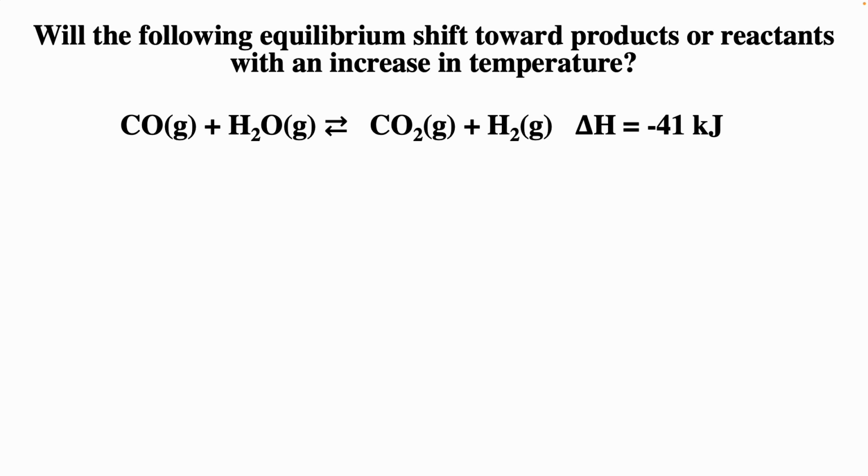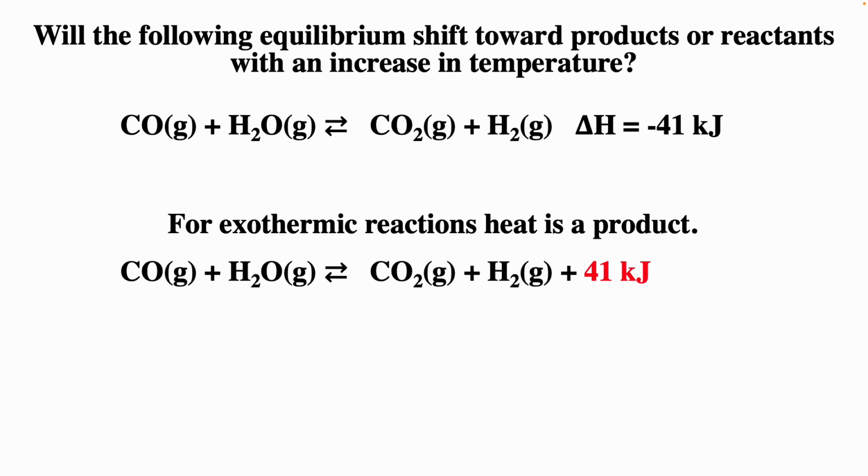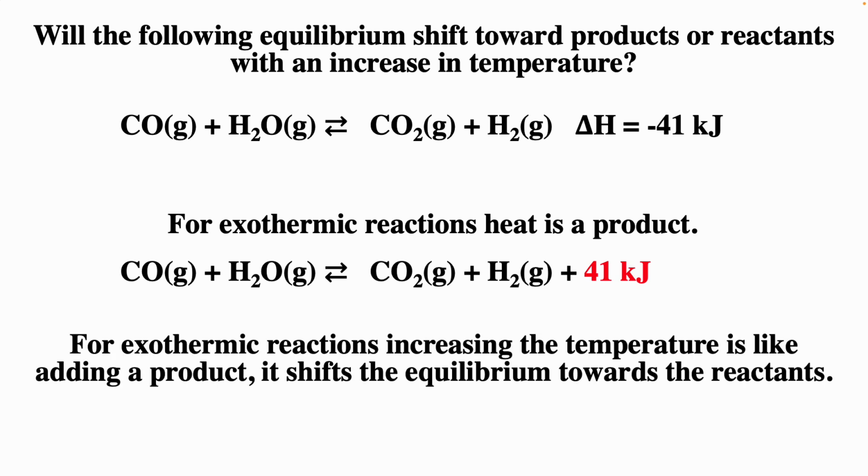So for exothermic processes, higher temperature is like adding heat, and so you'll produce more reactants. For exothermic processes, higher temperature always corresponds to a smaller equilibrium constant.